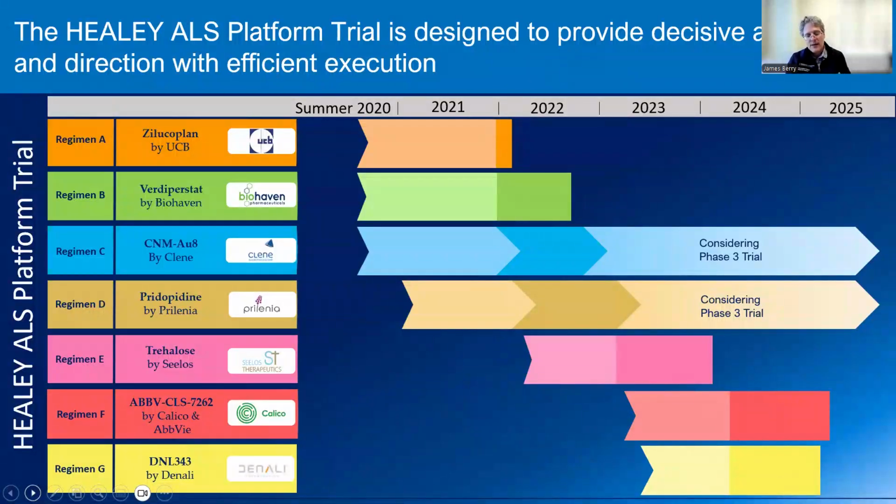So as I said, we've had 7 regimens, A through G. Each of those regimens has been tested fully. Regimen C and D are considering phase 3 trials. The enrollment rate for each of these has been really far beyond what we see in most other trials, and that's because of the efficiency, because we have ready sites, because we can hit the ground running.